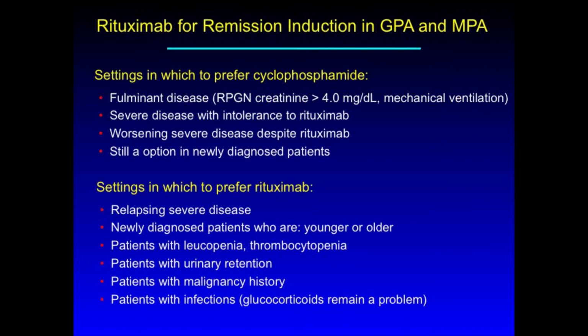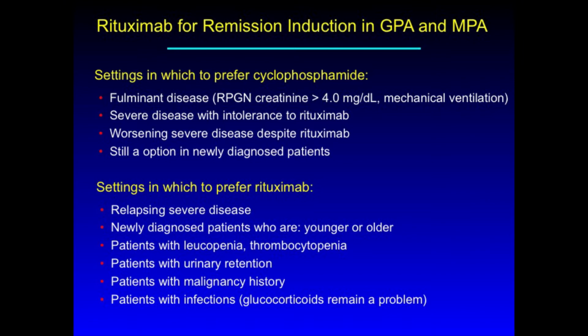I think we're seeing less concern and reluctance with rituximab than what I was seeing shortly after it was FDA approved. But there are still certain patients who have concerns about rituximab, such that cyclophosphamide remains something they would prefer to consider. In balancing this, there are also settings where I would prefer rituximab. I mentioned relapsing severe disease, certainly if they've received cyclophosphamide before. Newly diagnosed patients at each end of the age spectrum: the young, where fertility preservation is important, and also older patients who tend to tolerate cyclophosphamide less well.